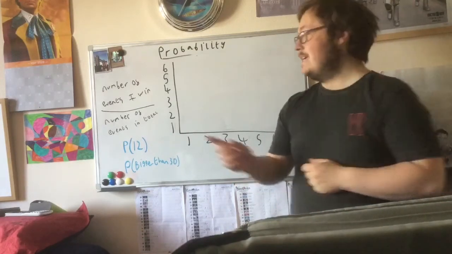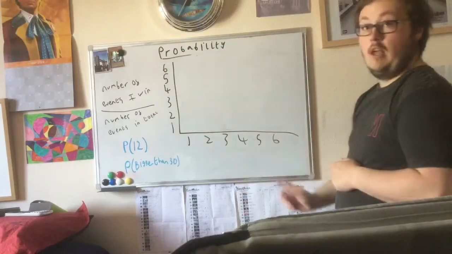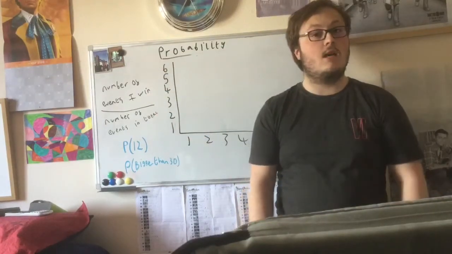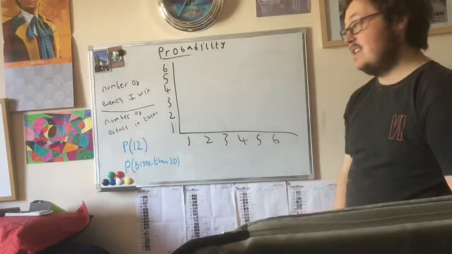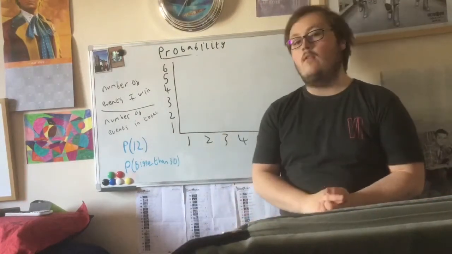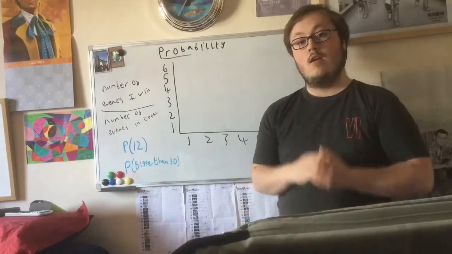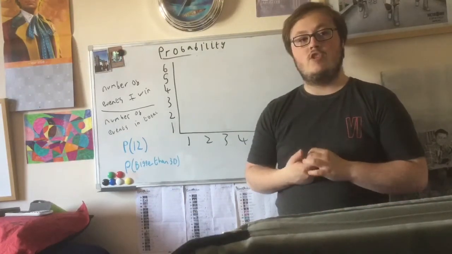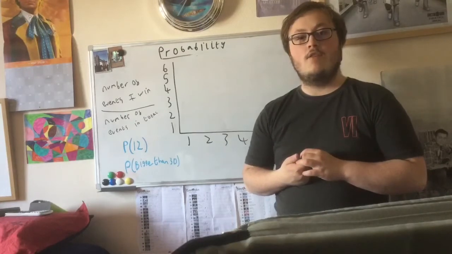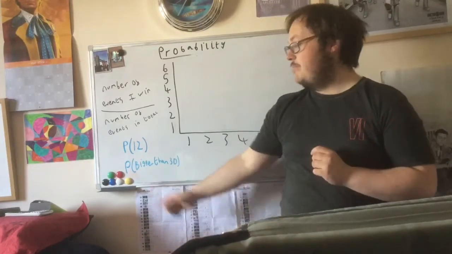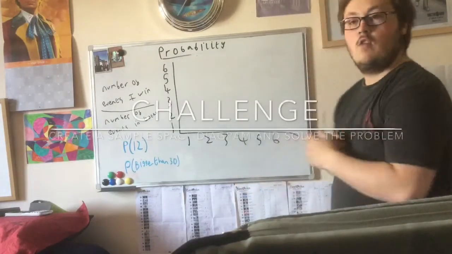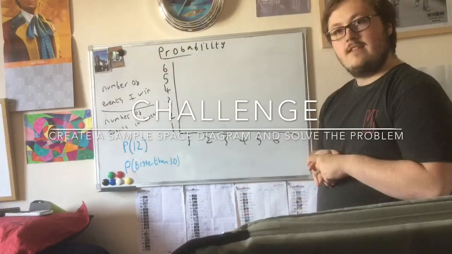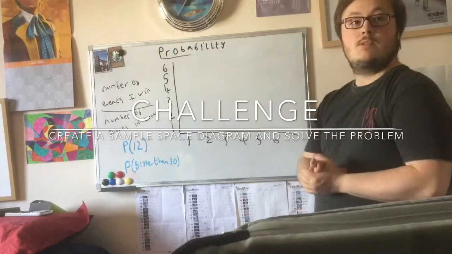I want you to make a sample space diagram like this one with all these outcomes listed. And then I want you to find for me the probability that I would score a 12 after multiplying. And then I want you to find the probability that I would have gotten an answer bigger than 30. That's what you need to do. Let's see how you do it. I'm looking forward to seeing how these sample space diagrams go.